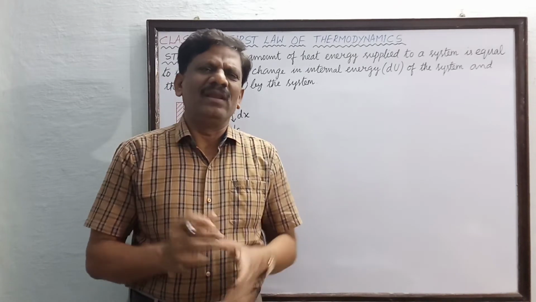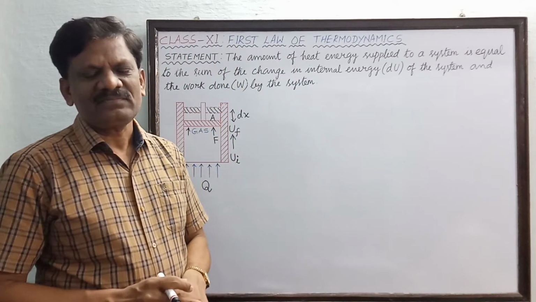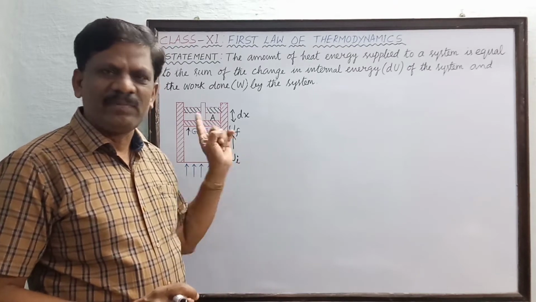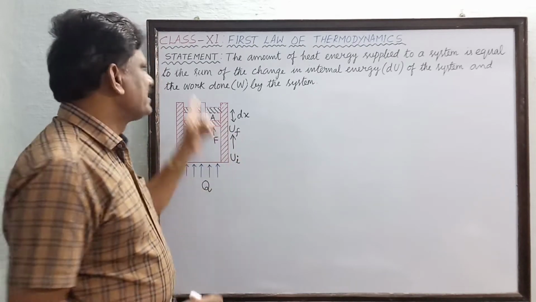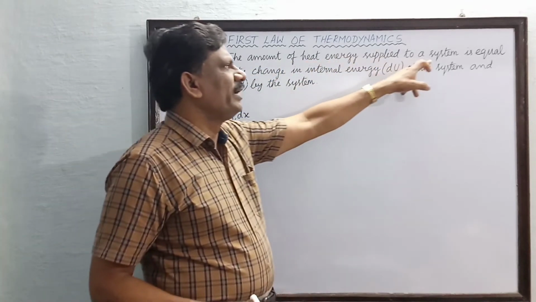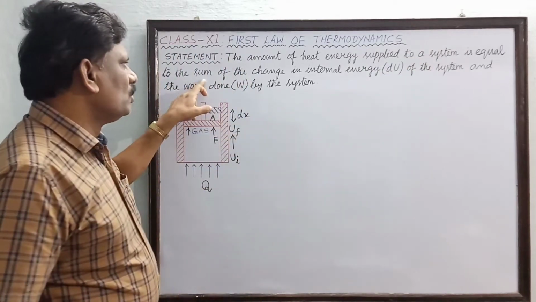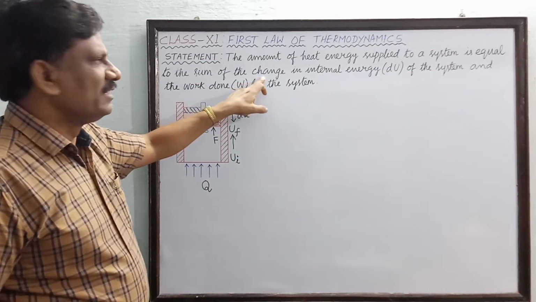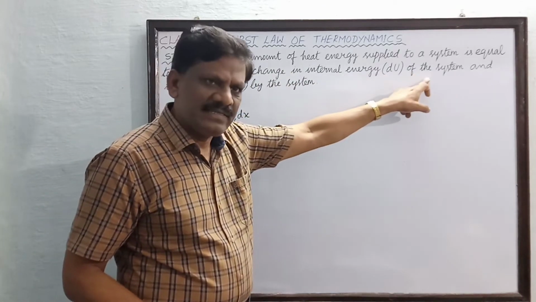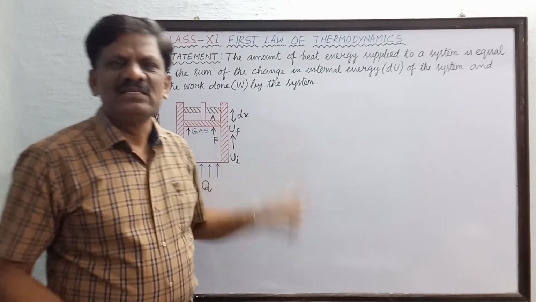This simple statement only is the first law of thermodynamics. I hope you have understood what is happening to the quantity of heat supplied to the system. So what is the statement you read now? The amount of heat energy supplied to a system is equal to the sum of the change in internal energy dU of the system and the work done W by the system.